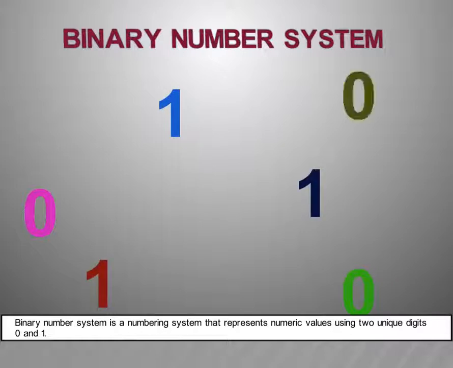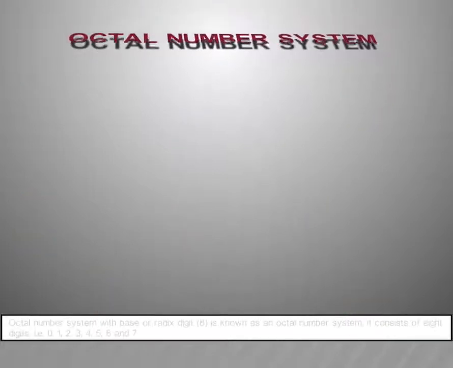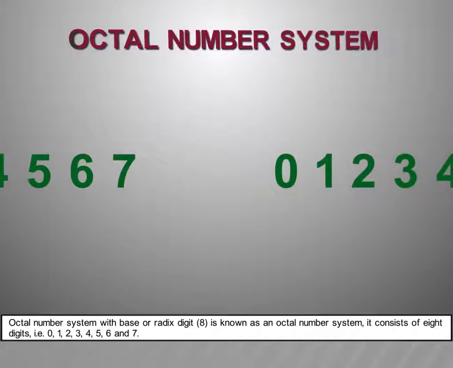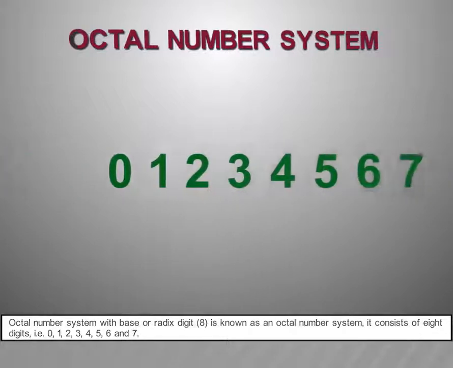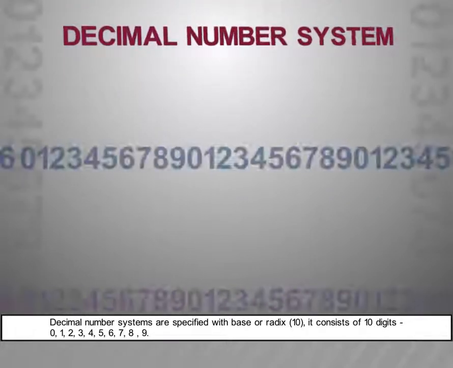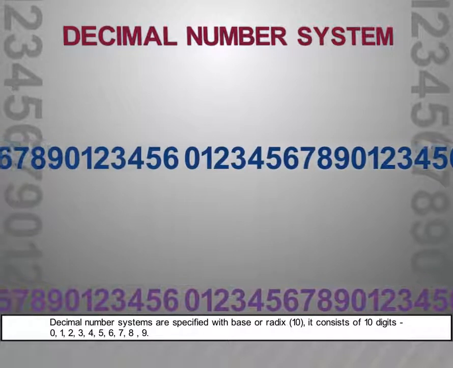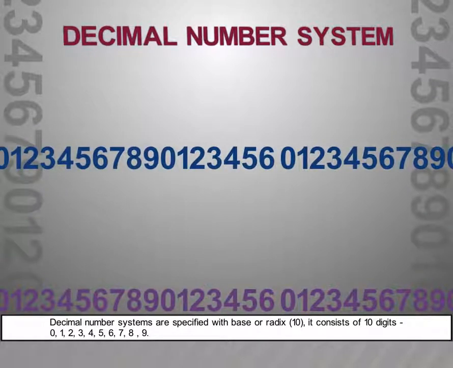Binary number system. Binary number system is a numbering system that represents numeric values using two unique digits, 0 and 1. Octal number system. Octal number system with base or radix 8 is known as an octal number system. It consists of 8 digits, that is 0, 1, 2, 3, 4, 5, 6 and 7. Decimal number system. Decimal number systems are specified with base or radix 10. It consists of 10 digits, that is 0, 1, 2, 3, 4, 5, 6, 7, 8, 9.